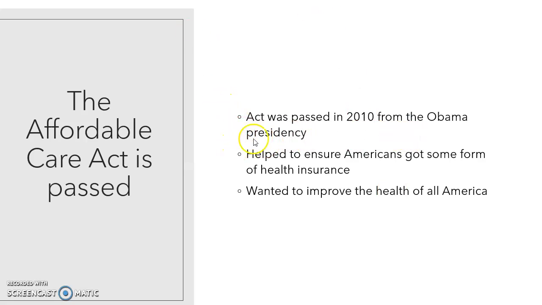In 2010, the Affordable Care Act was passed by the Obama presidency. This helped to ensure that all Americans got some form of health insurance, whether that be Medicare and Medicaid, private insurance through whomever, employment insurance, any one of those items. This act helped to set the pace for obtaining insurance for all Americans. The point of this act was to improve the health of all America, and get it on the same page. Prior to this, Americans weren't necessarily required to obtain health insurance, and so that was part of the reason why this act was passed.